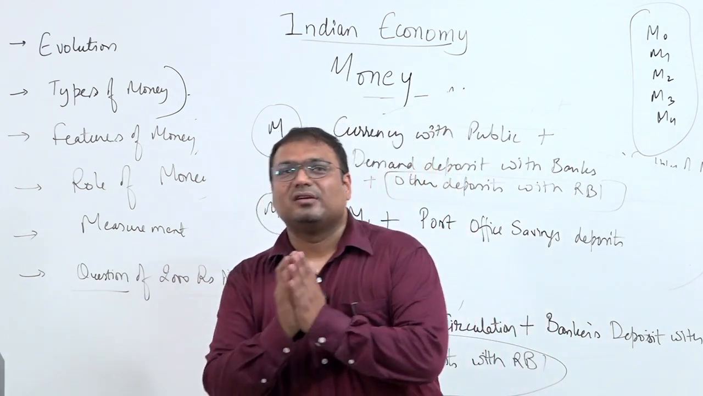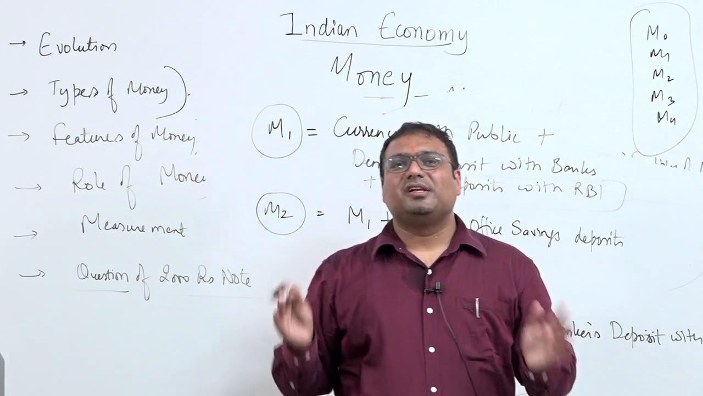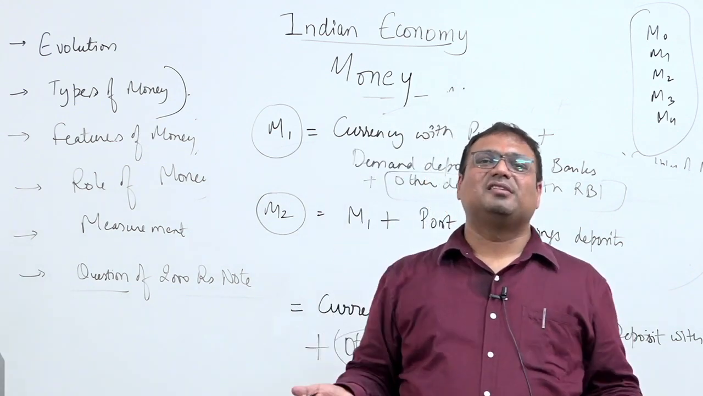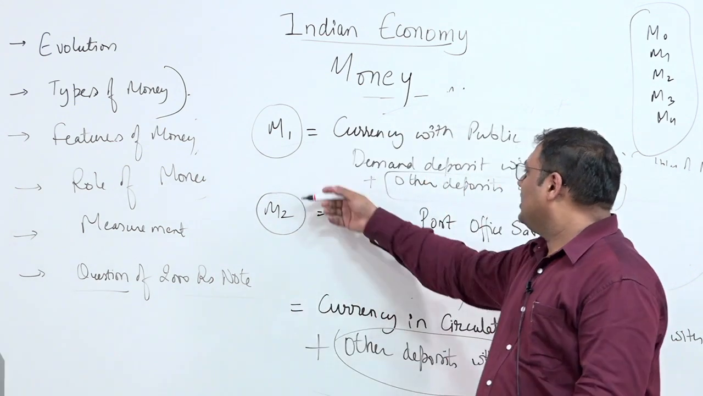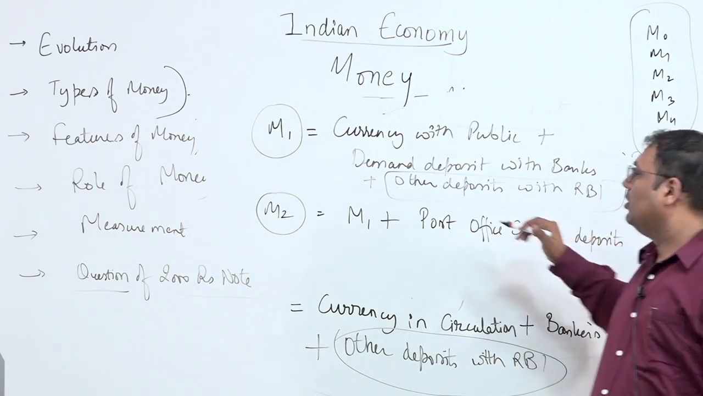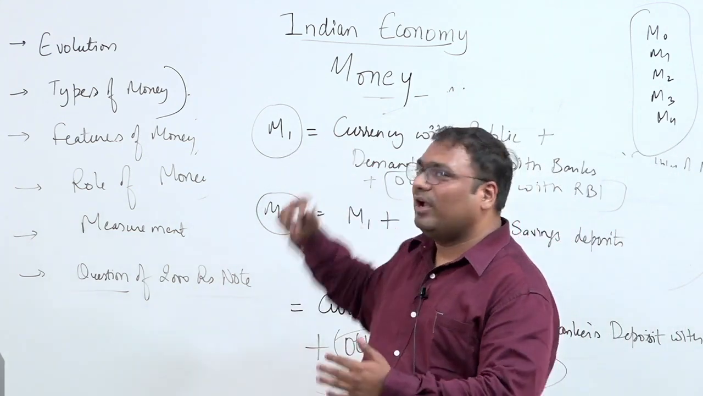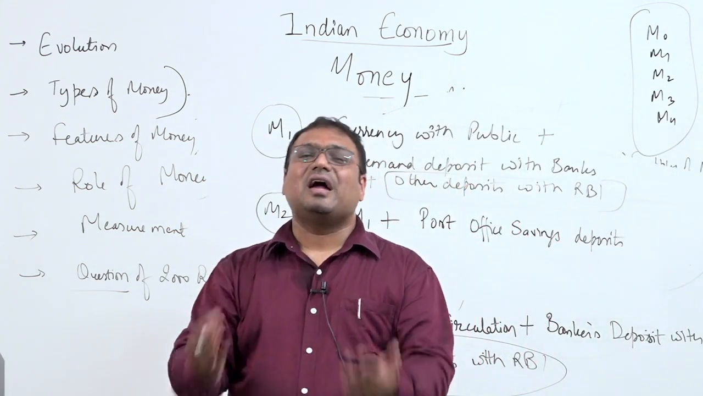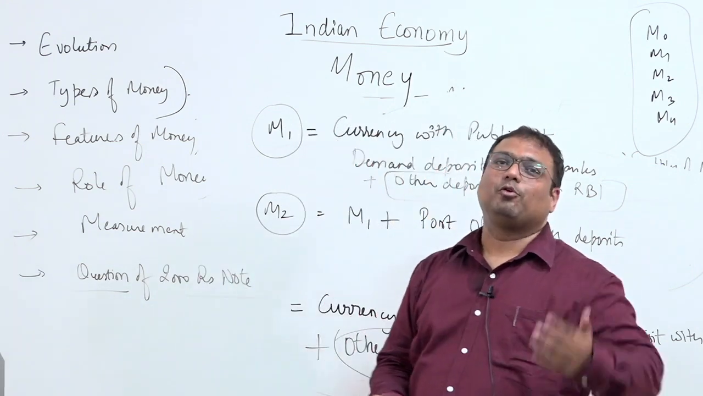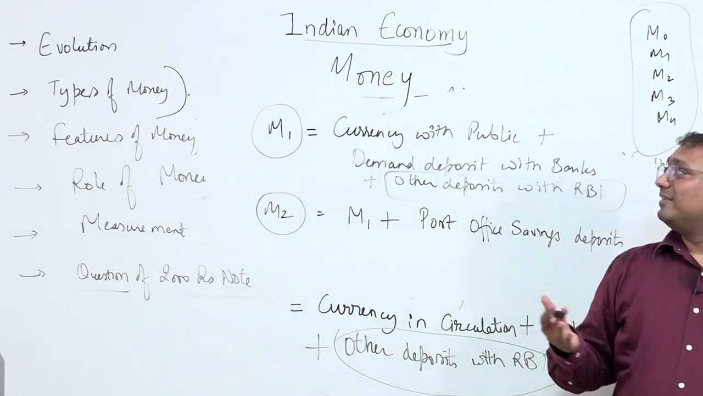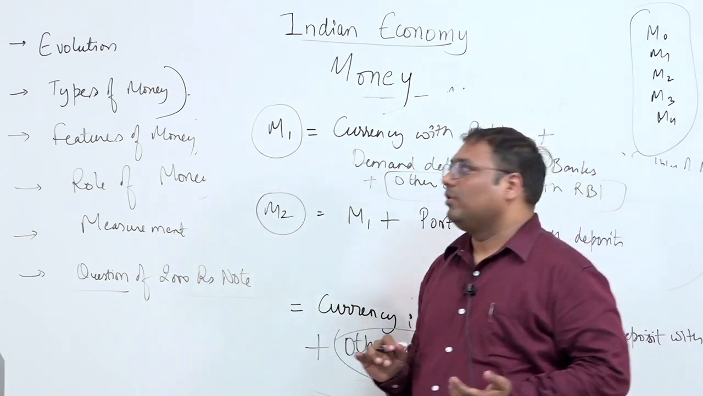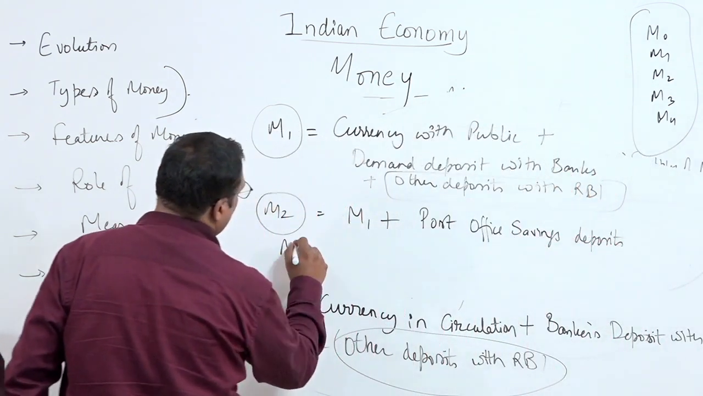Ever since the Pradhan Mantri Jan Dhan Yojana and the universalization of bank accounts, the money in post offices has gone down. The difference between M1 and M2 has narrowed. Even that can come as a question if they really want to test you on technicals. So that is M2. Now we come to the official measure.